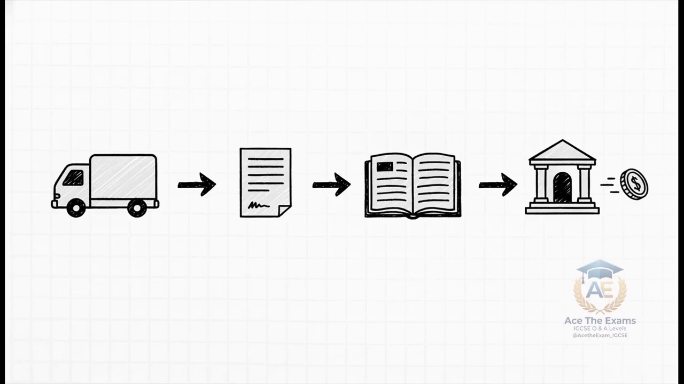Imagine the delivery truck pulling up and dropping off the goods. That physical piece of paper is your source document. Imagine the invoice being written up and logged meticulously in the purchases journal. Then imagine the actual money leaving the bank account a month later, which gets recorded in the cash book.